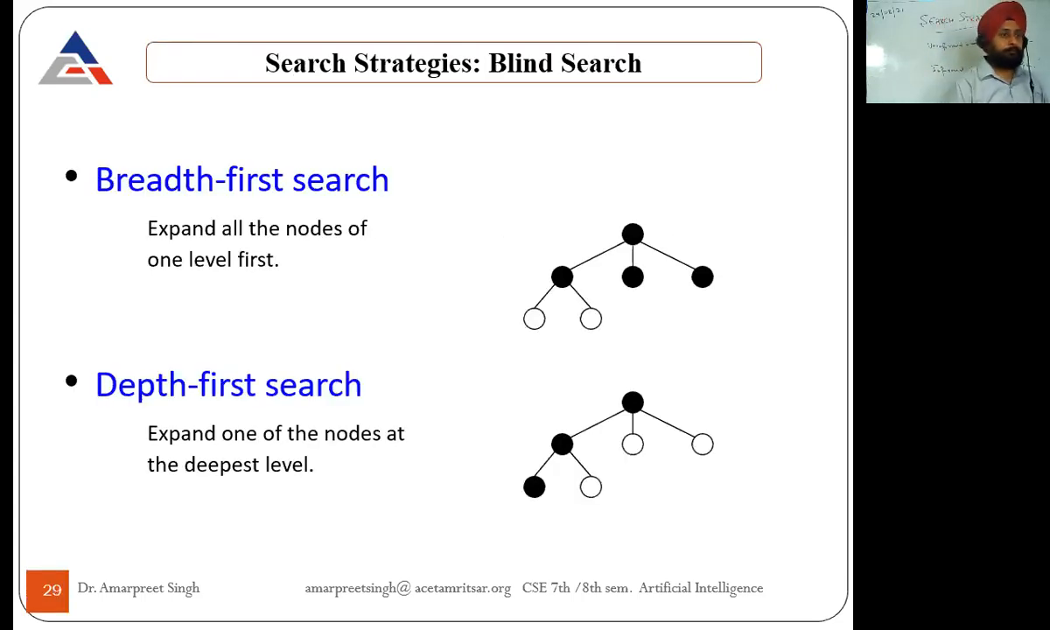Next, blind search. Two important techniques of uninformed or blind search are breadth first search and depth first search. You all may know about these searches. In breadth first search, what do we do? We expand all nodes of one level first. So what is breadth first search?